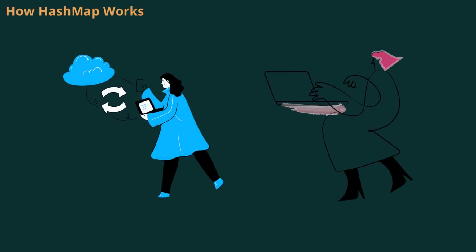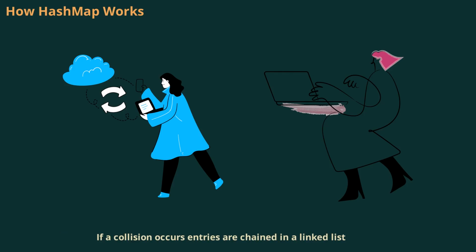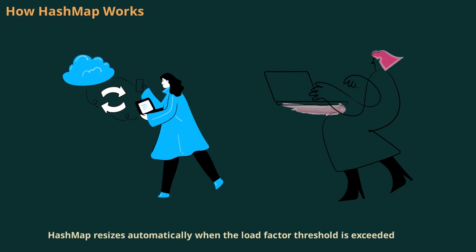HashMap uses an array of buckets to store key-value pairs. Java computes the hash code of the key and maps it to a bucket index. If a collision occurs, entries are chained in a linked list or stored in a red-black tree for efficiency. HashMap resizes automatically when the load factor threshold is exceeded, ensuring good performance even as the map grows.